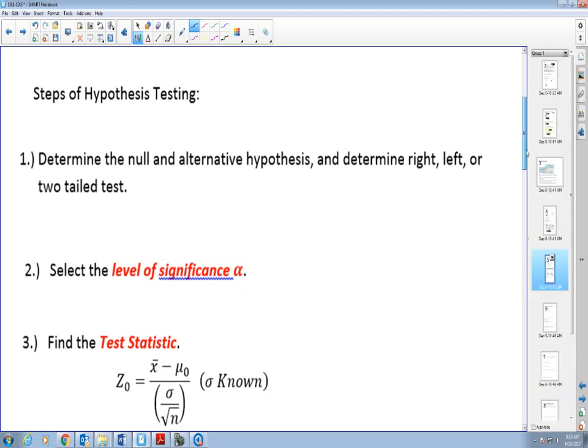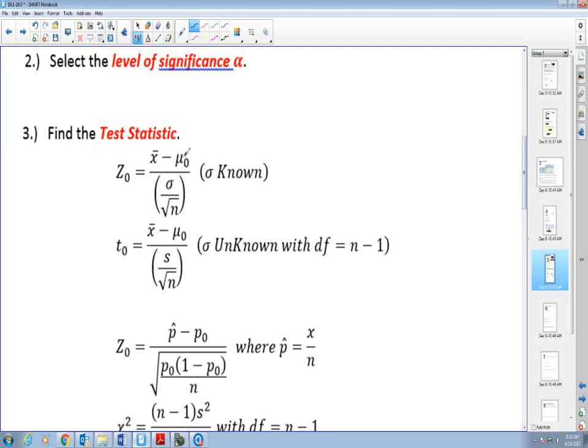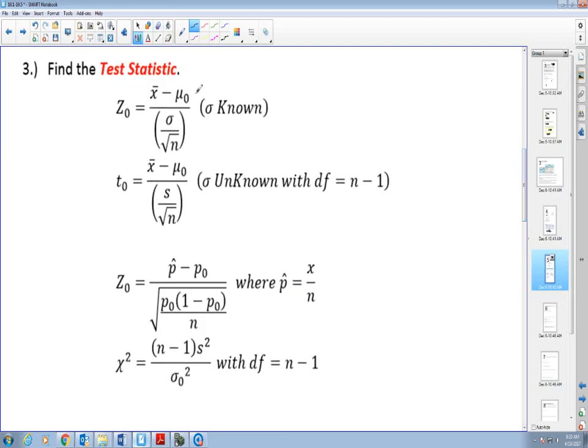Then we're going to figure out our test statistics. So here are the formulas for the test statistic, and they all look very familiar because they all come from the confidence interval. Except some of the notation is slightly different.